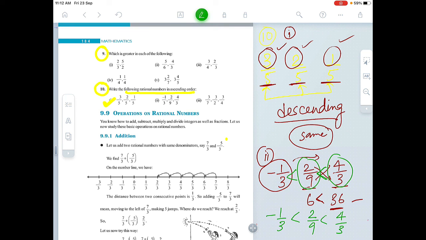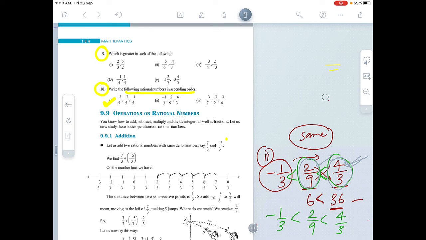Or else you can also check this in this way, because 4 by 3 is an improper fraction and 2 by 9 is a proper fraction. So definitely this proper fraction must be smaller than this improper fraction. Okay, so in this way we will do. Let's come to the next one.